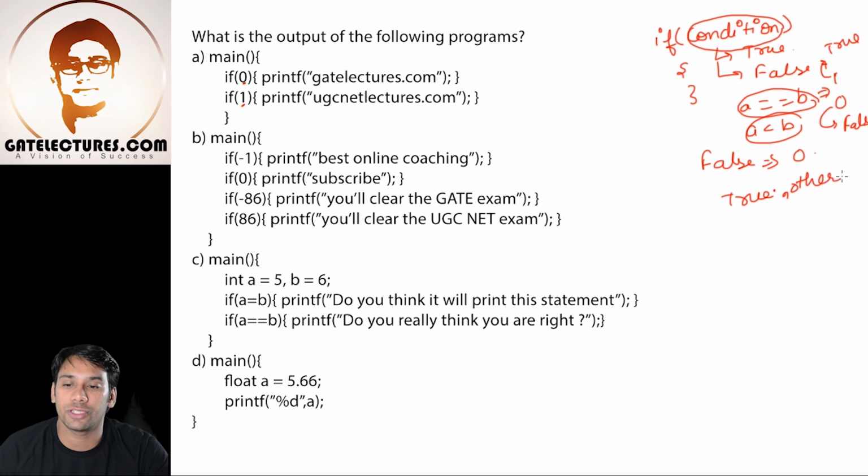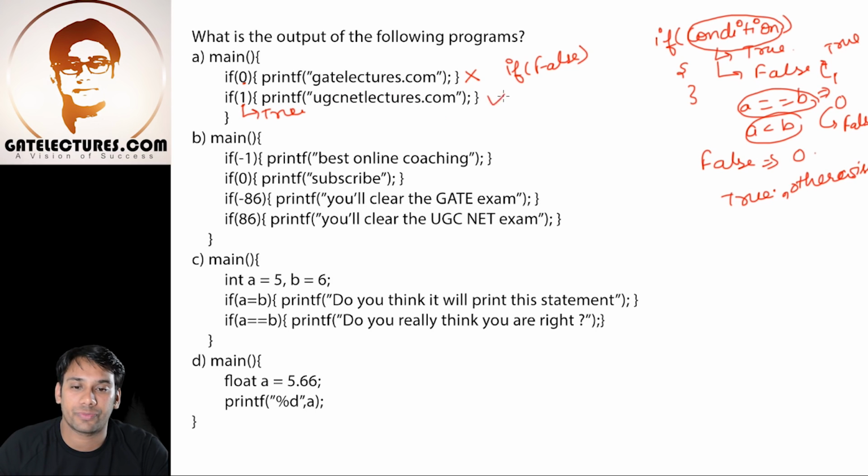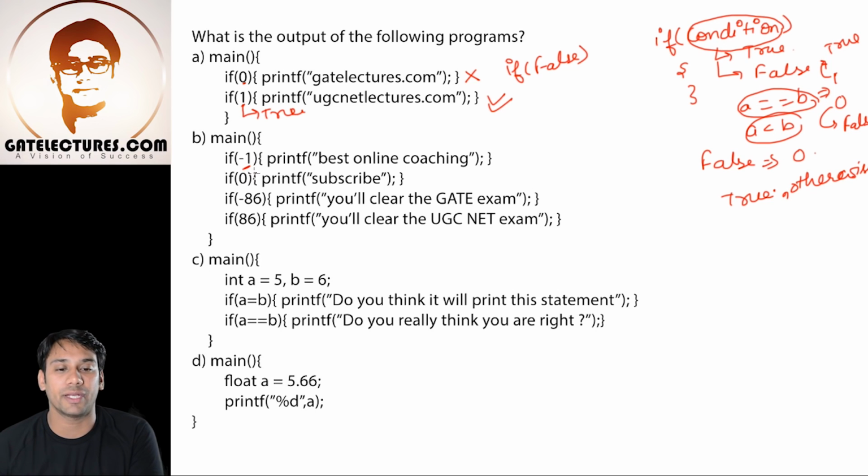Okay, so if you execute these programs, the first condition is if 0. If 0 means if false, and if false means this statement is not going to be executed, right? The next statement is if 1, and if 1 means true, therefore this statement will be executed. So it will print ugcnetlectures.com. In the next line we have if -1. Whenever the user types any number other than 0, that means it is true. So if -1, this is a true condition and it is going to print this statement.